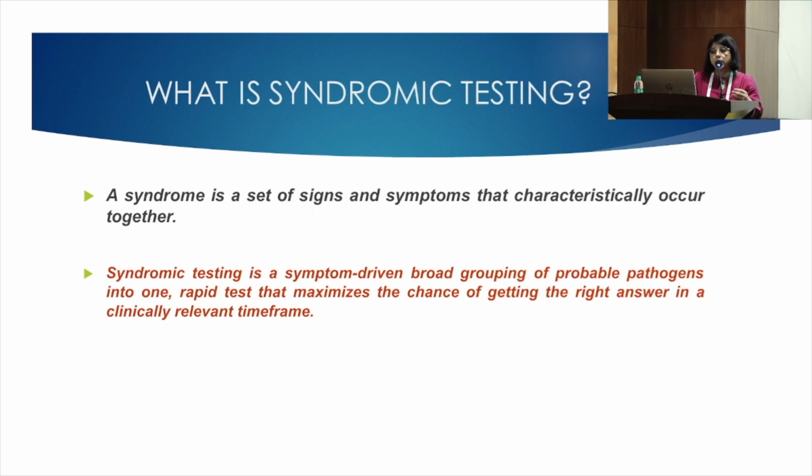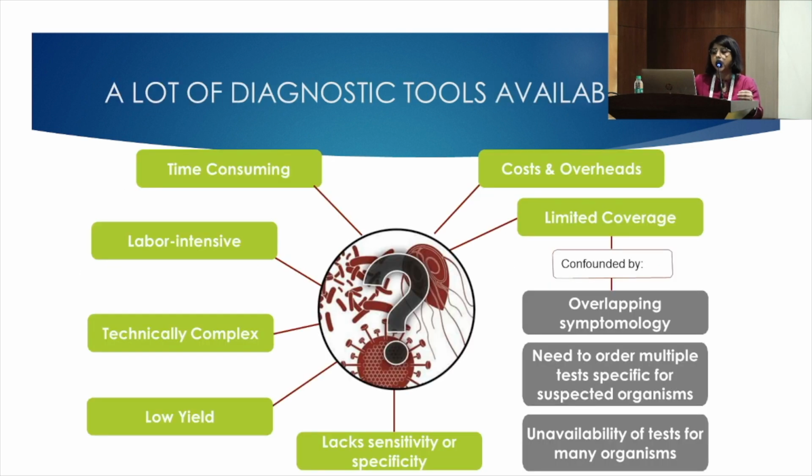Now, what is syndromic testing? Well, a syndrome is a set of signs and symptoms, and syndromic testing means that you group the probable pathogens which are causing a disease into one rapid test that will maximize the chance of getting the right answer in a clinically relevant time frame. Now, we have a lot of diagnostic tools, but they can be time consuming, labor intensive, technically complex, and may lack specificity and sensitivity as well.